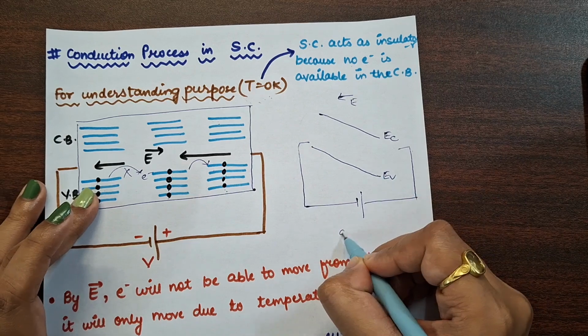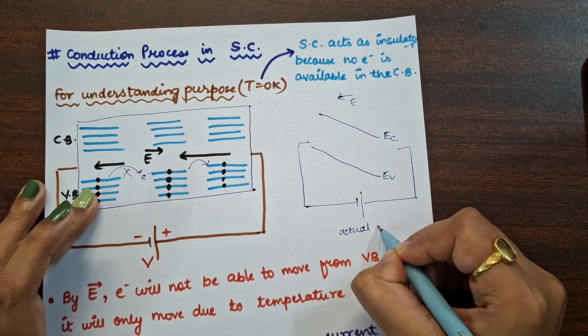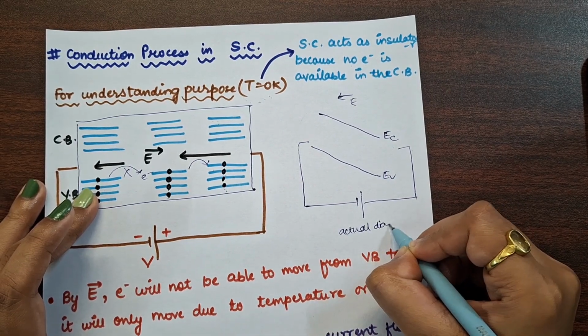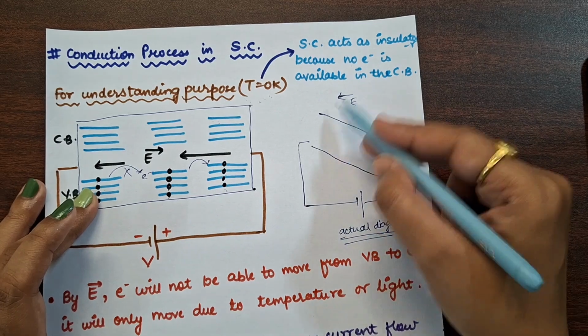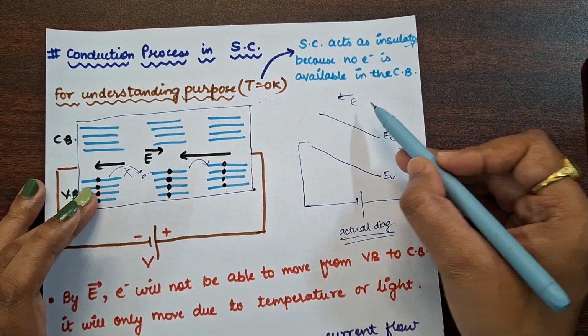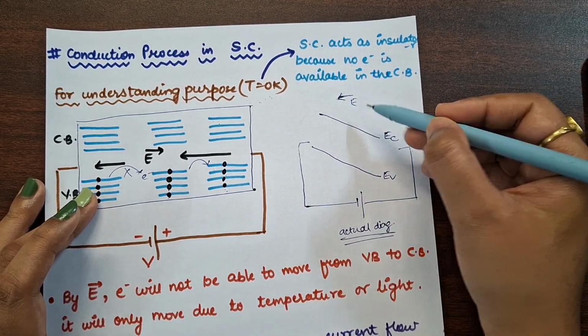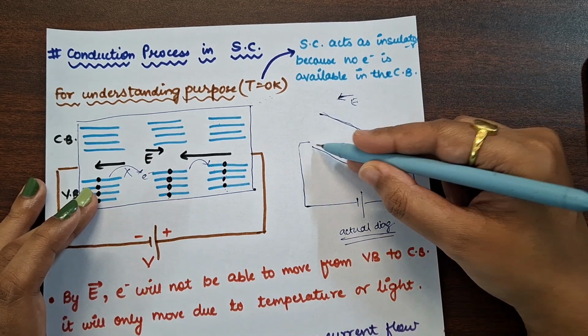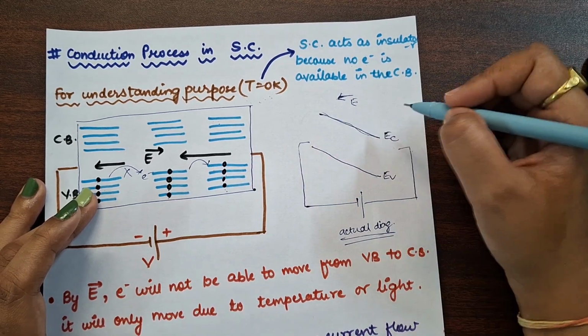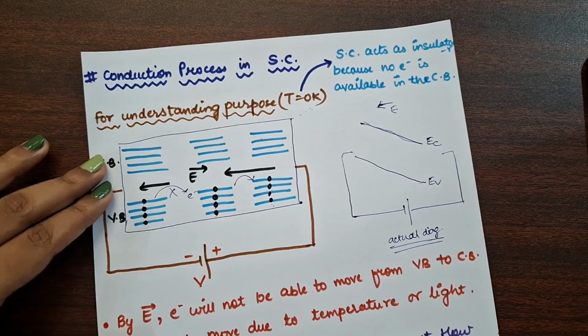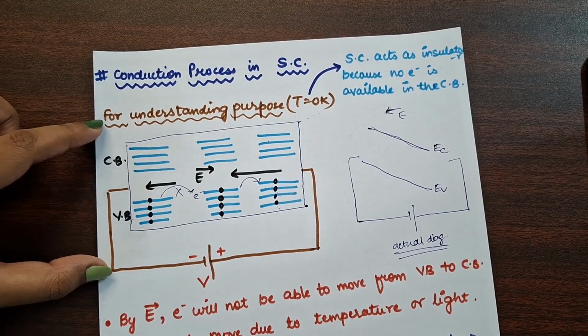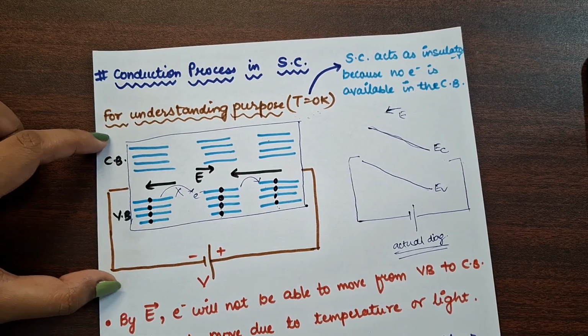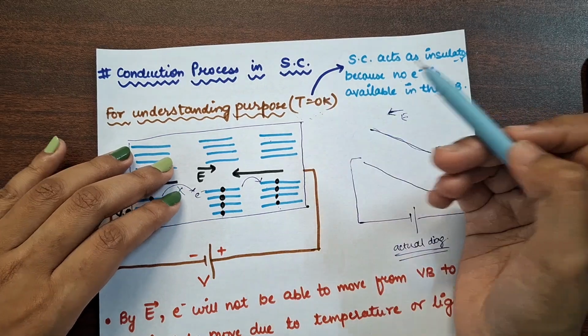But for the understanding purpose only, I have made this diagram, but the actual diagram is like this. Okay, this is the actual diagram. Why? Because the electric field is in this direction, and hence the energy band will be in this way. Okay. So first we will understand about the conduction process at 0 Kelvin, and then we will go to the normal temperatures.